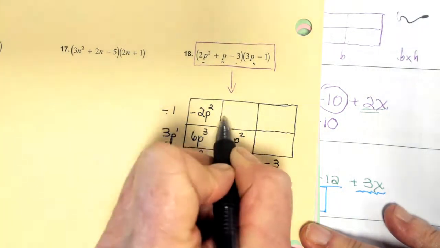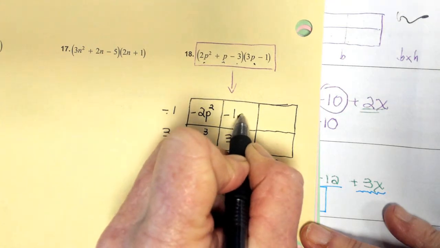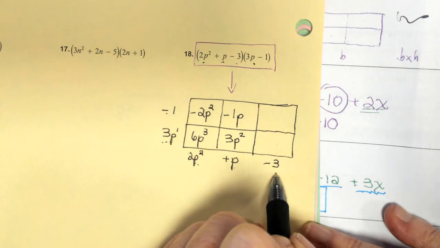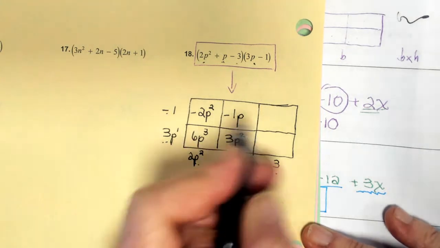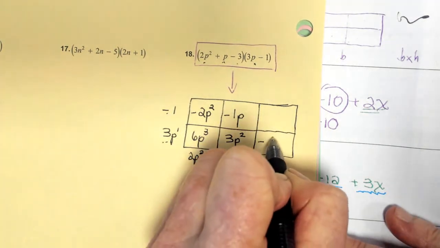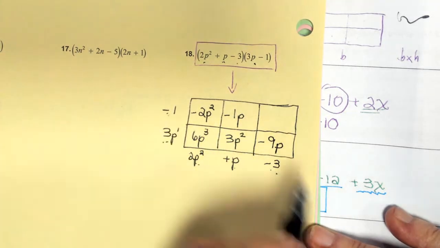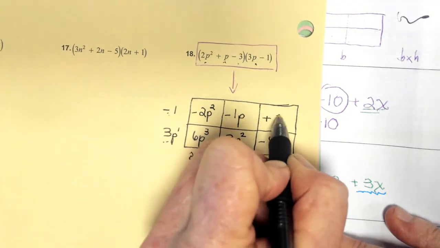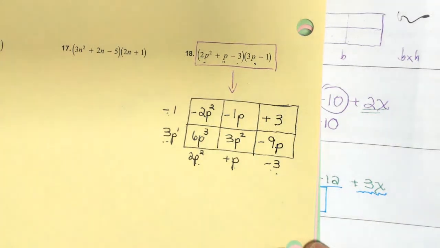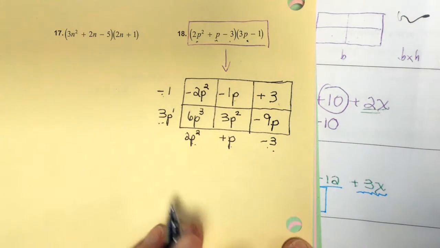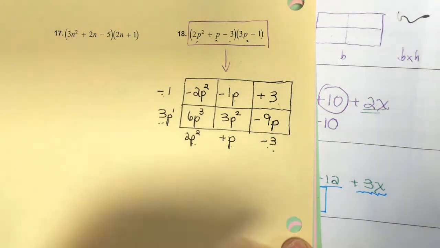P times negative 1 is negative 1p, or you could have simply written negative p. And I'm going to come down here, I'm going to go negative 3 times 3p is negative 9p. And then negative 3 times negative 1 is plus 3. So now I've got to add up everything that's inside. So I'm just going to write all the terms down and then combine.